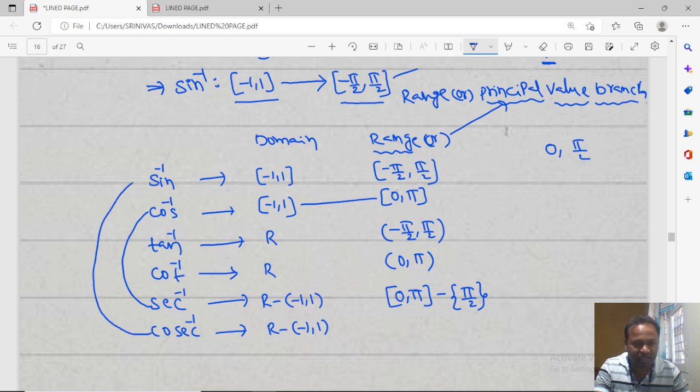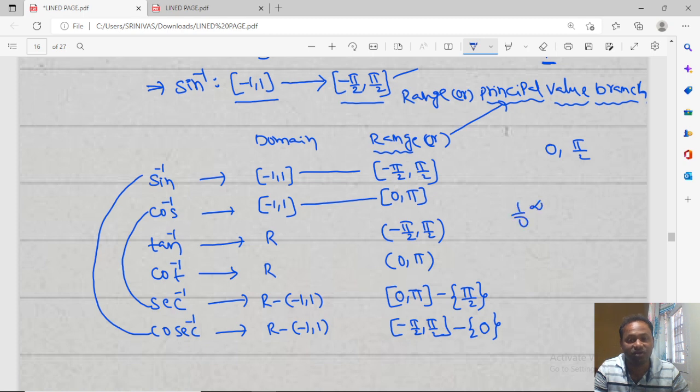To find the cosec range, see sine. Sine we have closed interval minus pi by 2 comma pi by 2 minus a singleton set. Here pi by 2 already came, so we can write 0. Why we need to take this: sec means 1 by cos. Cos 90 should not be 0, because 1 by 0 will become not defined. Cosec is nothing but 1 by sine, and 1 by 0 we should not get. That's why I will minus this 0. I think you easily understood domains as well as ranges.